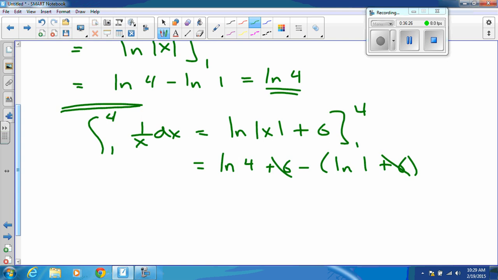So since the c's will always cancel out, why don't I just make my life easy and make c equal 0? Any c will do, so we'll pick the easiest one. C equals 0.